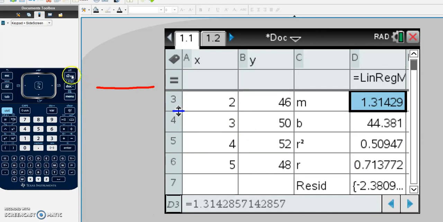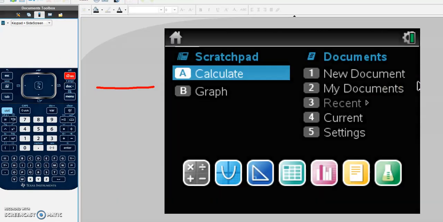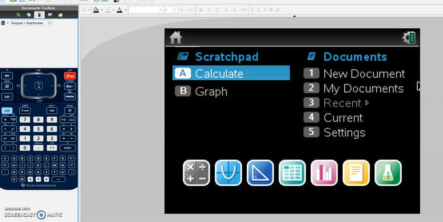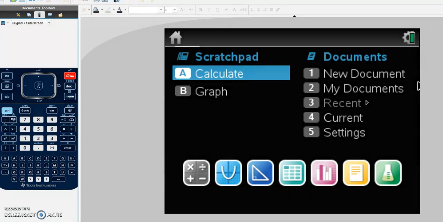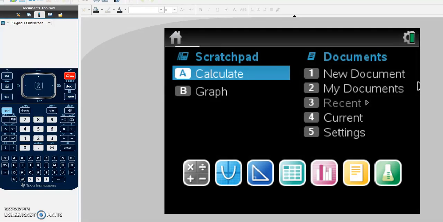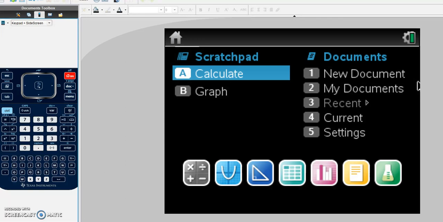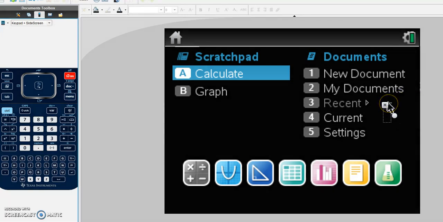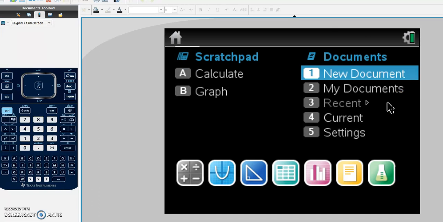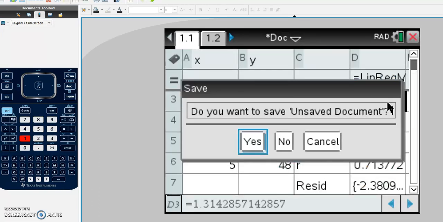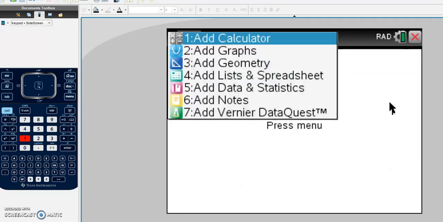So again, I'm going to start at our home screen just so that we remember how to do this. So I'm at the home screen. I need to go to New Document. Okay, let's try this again. I'm at the home page. I want New Document. I don't want to save anything ever.